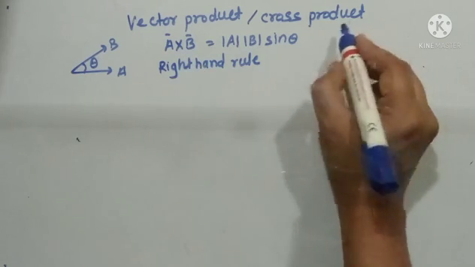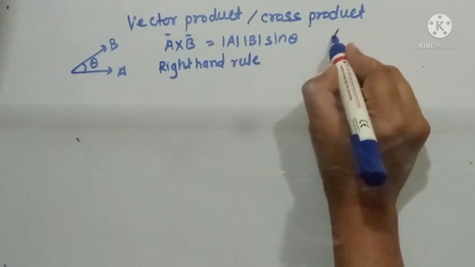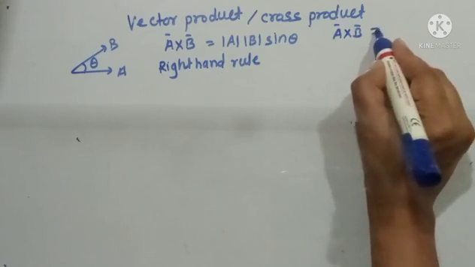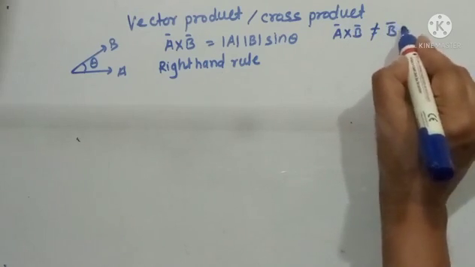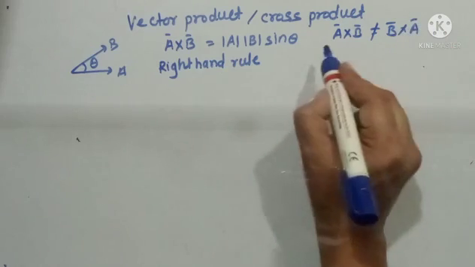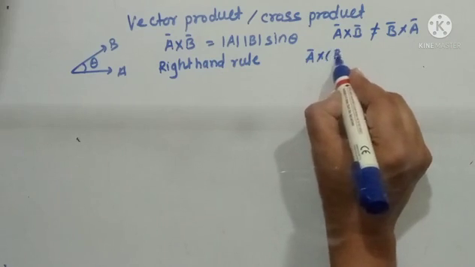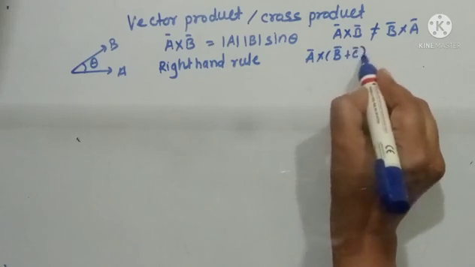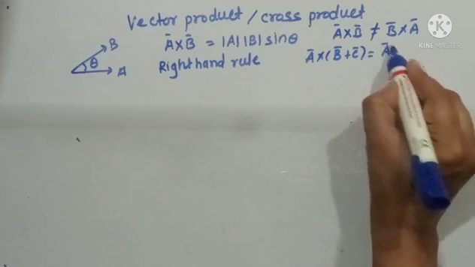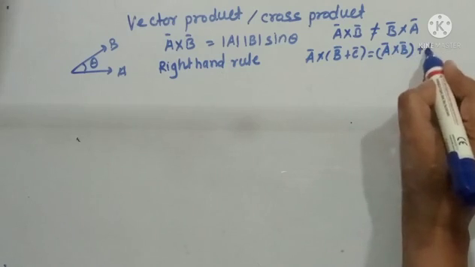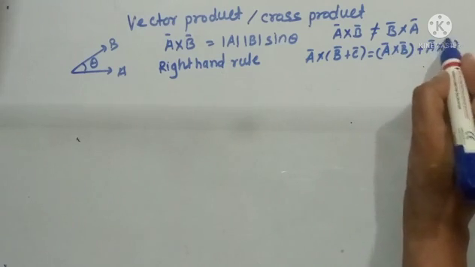This vector product is not commutative. So vector A cross vector B is not equal to vector B cross vector A, but yes, it is distributive. Vector A cross (vector B plus C) will be vector A cross vector B plus vector A cross vector C.